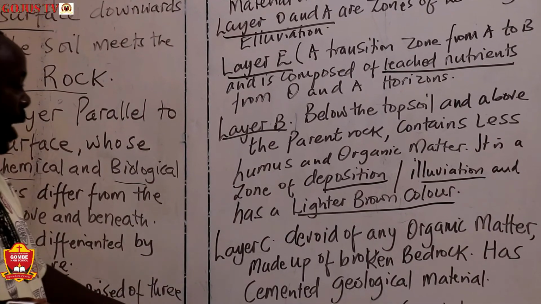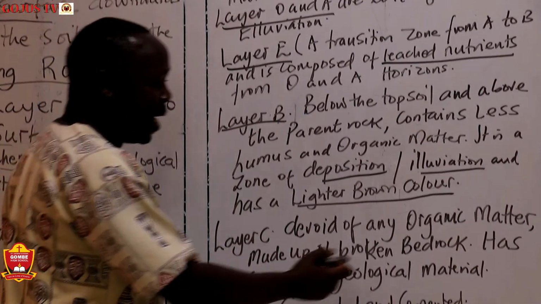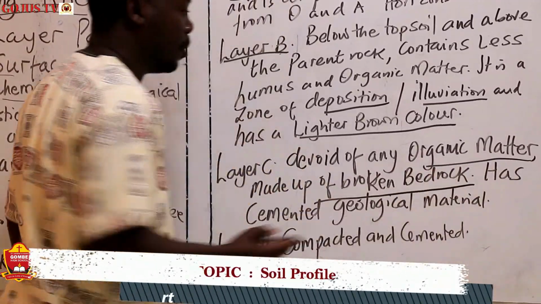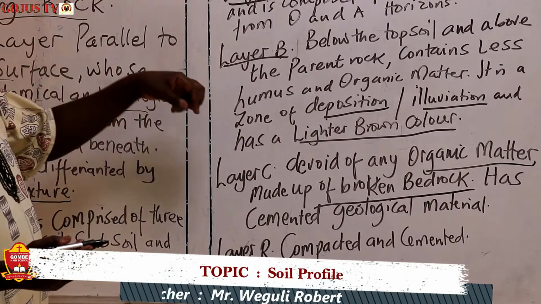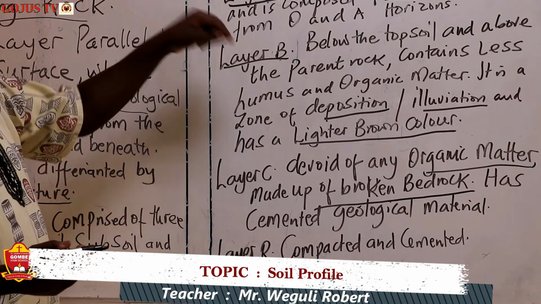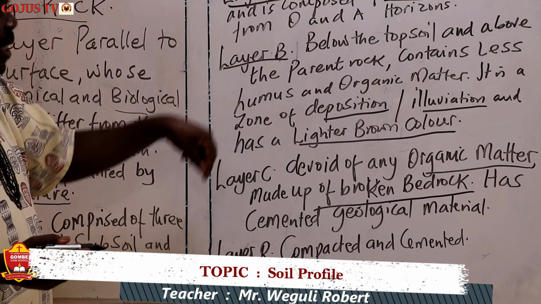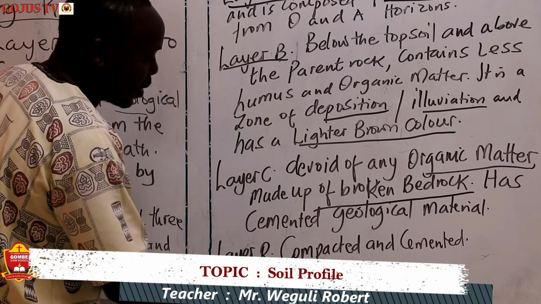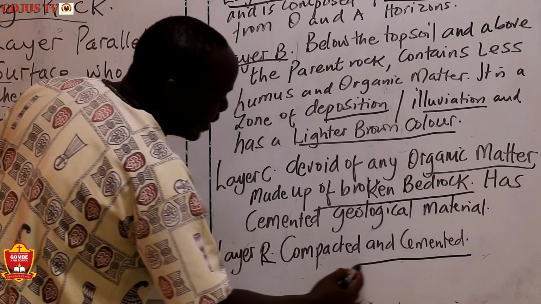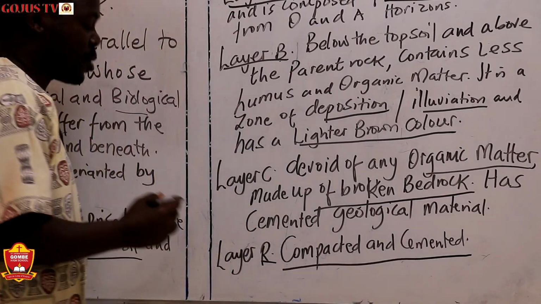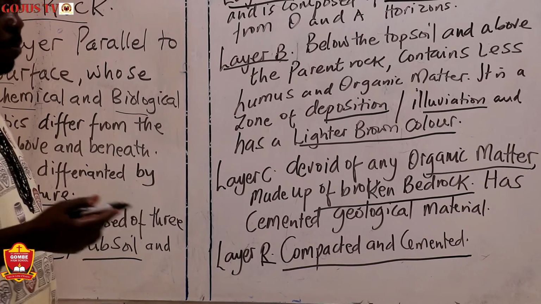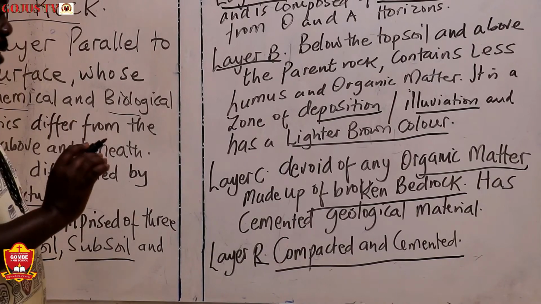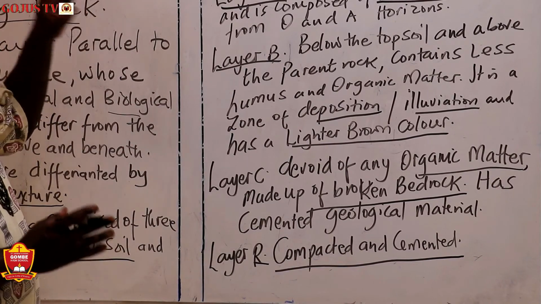Then we have layer C. It is devoid of any organic matter, made up of broken bedrock. This one has no organic matter at all, because you don't have a tree or any plant material or any animal that will be surviving in that great depth. Then you also have what we call layer R. It is compacted and cemented. And this layer R, sometimes people call it the bedrock or the parent rock, but all that is what we mean by the soil profile.